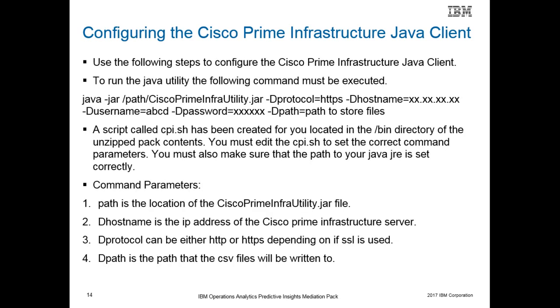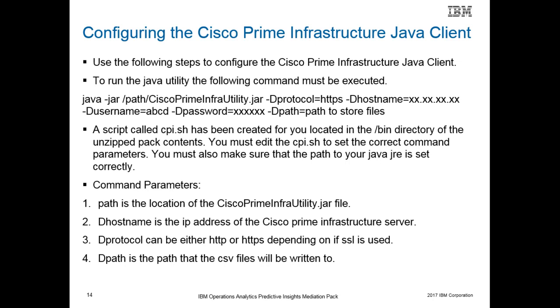This slide discusses the parameters and command to execute the Java client. To run the Java utility, the Java command shown on this slide must be executed to collect the metrics. A script called cpi.sh has been created for you that executes the Java command.